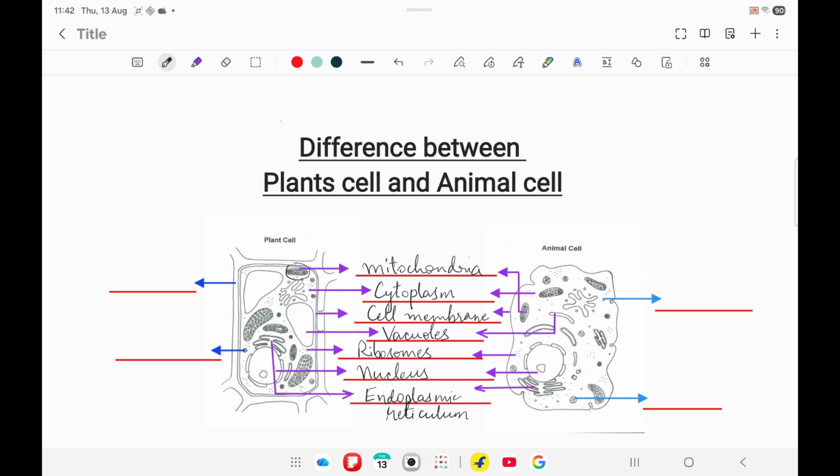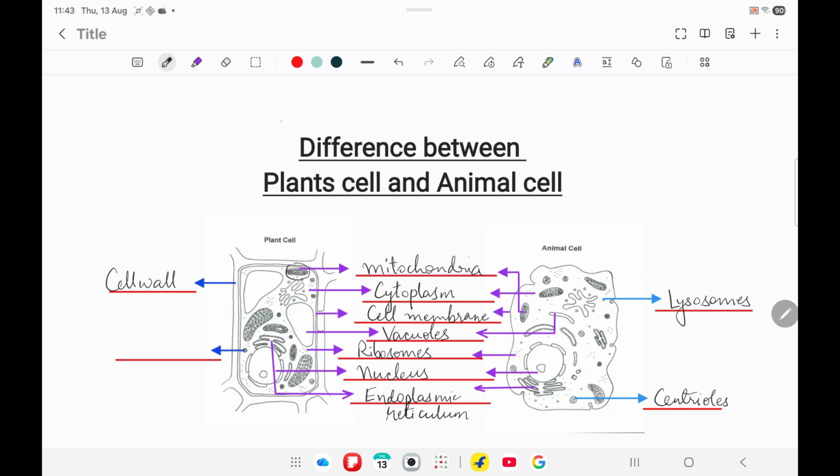Now we will talk about the differences between the plant cell and the animal cell. Animal cells have organelles called lysosomes, and they have got centrioles, which help in the cell division, which are not present in the plant cell. And in plant cell we can find the cell wall, which is the outermost layer. The cell membrane is present inside the cell wall.